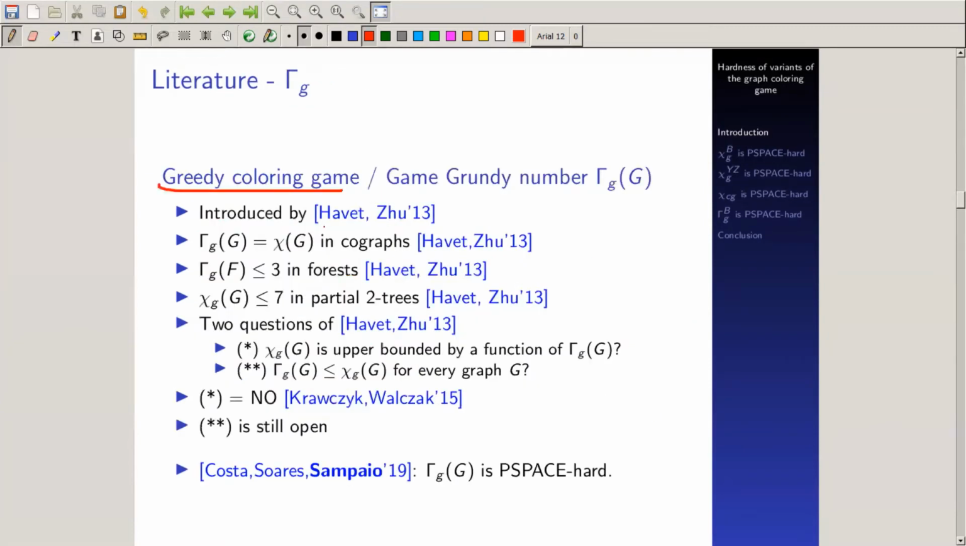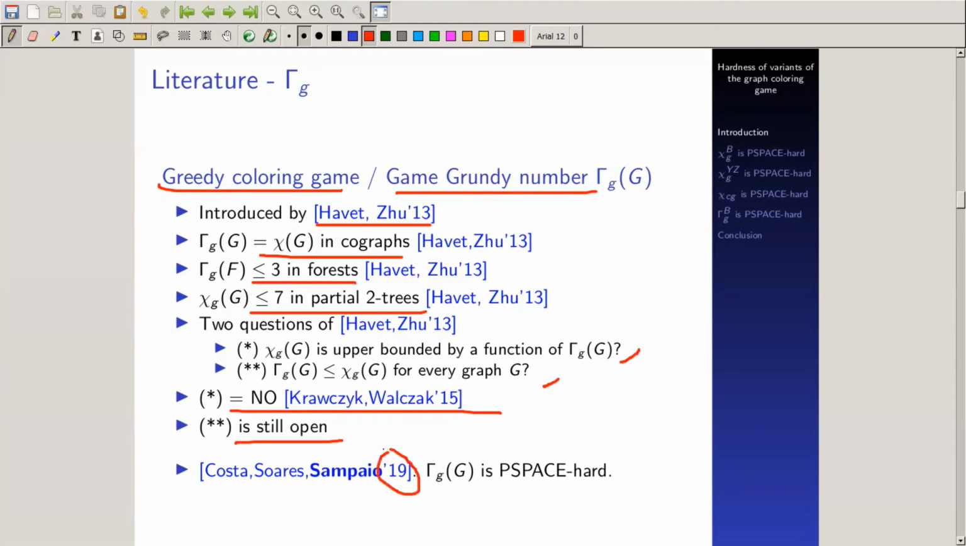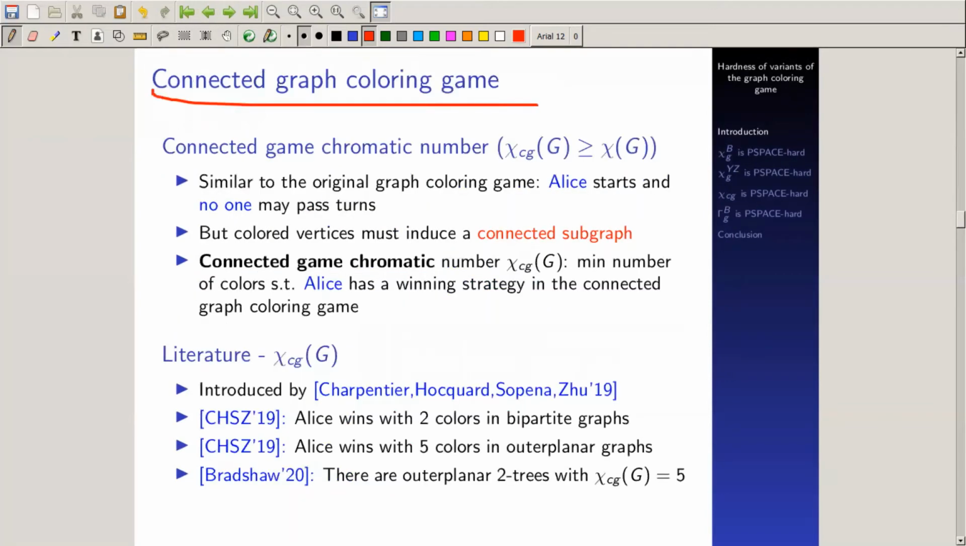The greedy coloring game was introduced by Havet and Zhu in 2013. It was proved that the game Grundy number is the chromatic number in cographs, at most 3 in forests, at most 7 in partial 2-trees. They posed 2 questions. The first one was answered in the negative in 2015, and the second one is still open. In the same paper on the PSPACE-hardness of the game chromatic number, it was proved that the game Grundy number is PSPACE-hard. The connected graph coloring game was introduced by Charpentier, Hocquard, Sopena, and Zhu in 2019.